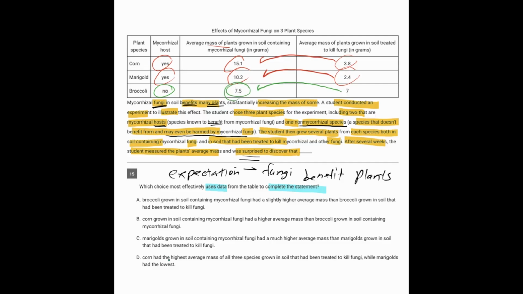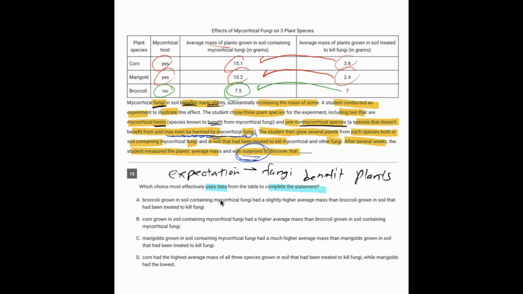Even though, as far as we knew before this experiment, the ones that are not hosts may even be harmed by the fungi, that wasn't what showed up here. So if we're looking for something that's surprising, it's exactly that. The one that was supposed to be harmed actually was helped by the fungi. And which answer says that? Let's start reading. So let's look at answer choice A.